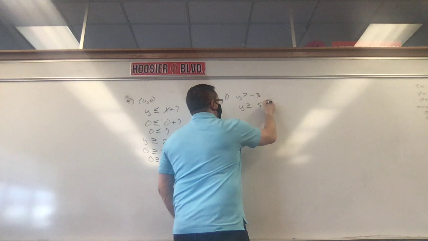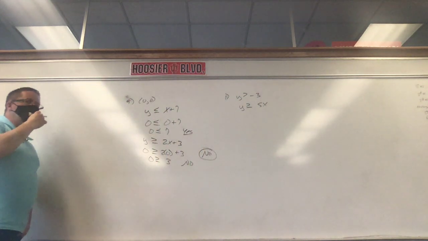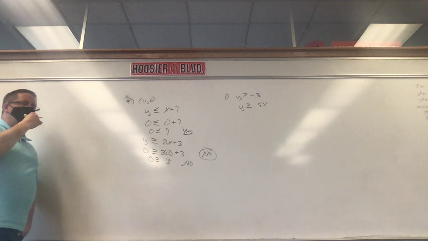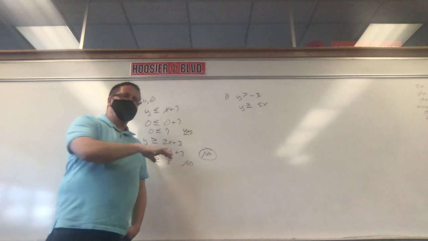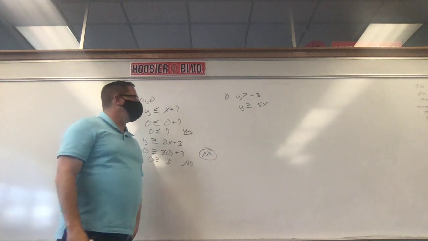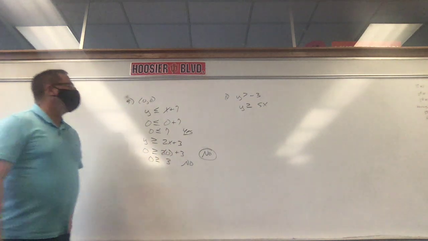Okay, the first one, if you remember from the other day, is going to be an easier one because there's only one variable. If there's only one variable, your line's either going to be vertical or horizontal. Okay, one of the two. This one's going to be diagonal because it has an x as well as a y. Okay, let's do the first one.